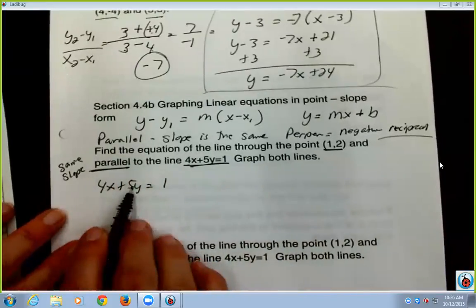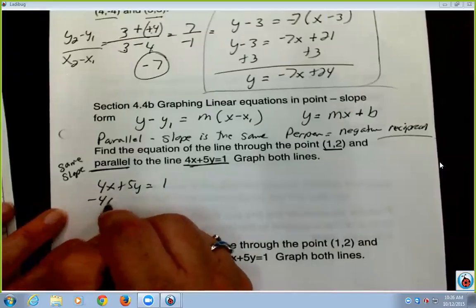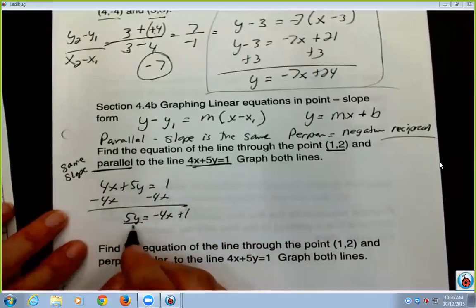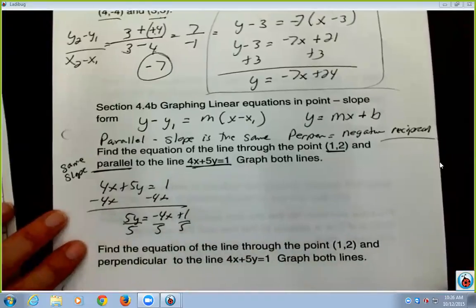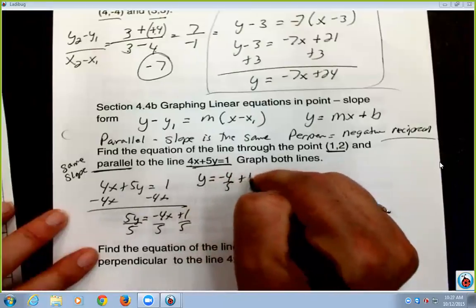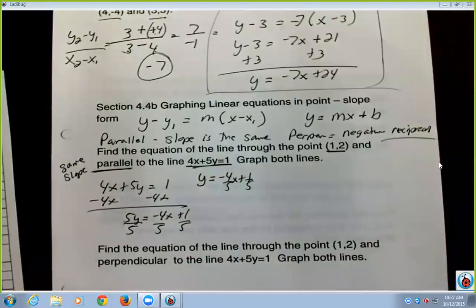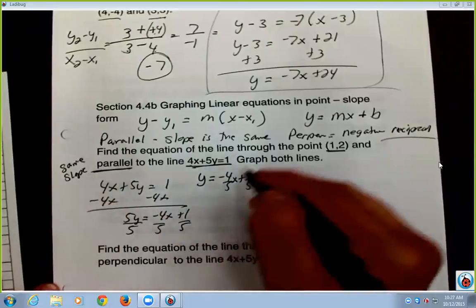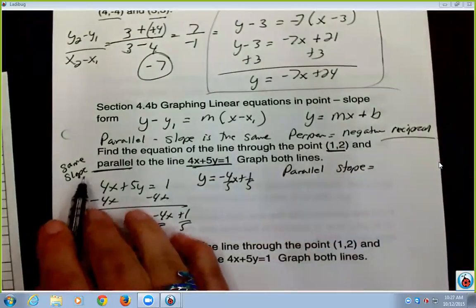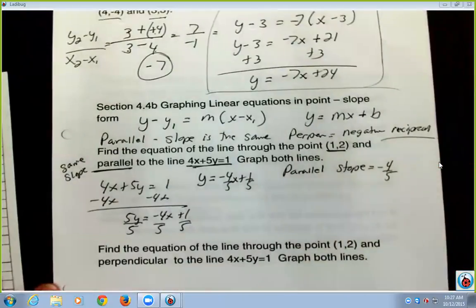and I'm going to get it solved for y. So if I get this solved for y, I'm going to move minus 4x from both sides. Divide everybody by 5. We good there so far? And I find that this equation is y equals negative 4/5 x plus 1/5. So that's that equation. We good so far? Okay. Then what do I need for my parallel slope? So my parallel slope needs to be the same slope. So negative 4/5.